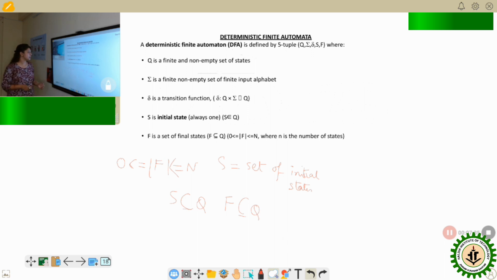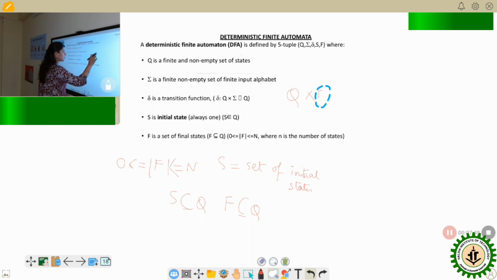And what is delta? Delta is a transition function, that is, Q cross sigma to Q. That means if we apply any input symbol from sigma on any state of Q, then we move to a state that belongs to Q.